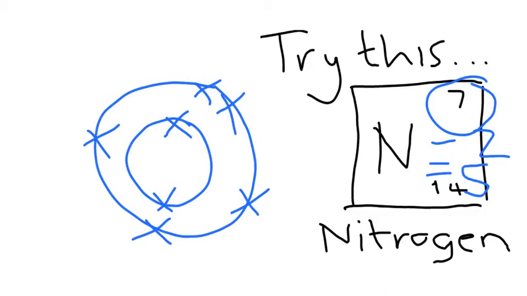The only time you'll need to go into the third shell is once you have positioned 2 followed by 8 electrons. So if you have over 10 electrons, you'll go into the third shell of an atom.